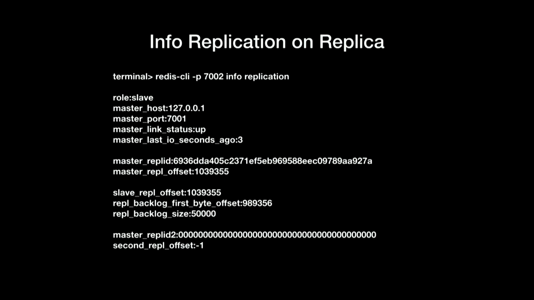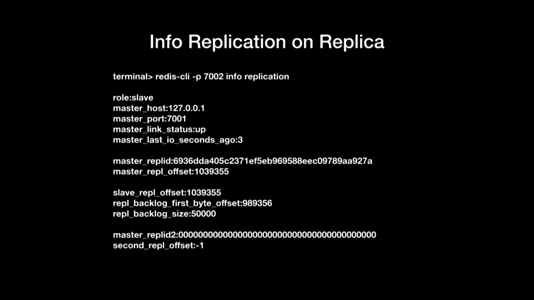Then, for the replica itself, it gives the offset, first byte offset, and the replication backlog size. It is not necessary for the replica to have the same backlog size as the master. It can have a different one, and hence it can also have a different first byte offset. But your replica offset should be the same, or trying to be the same.